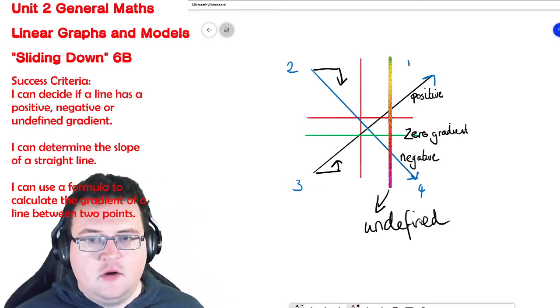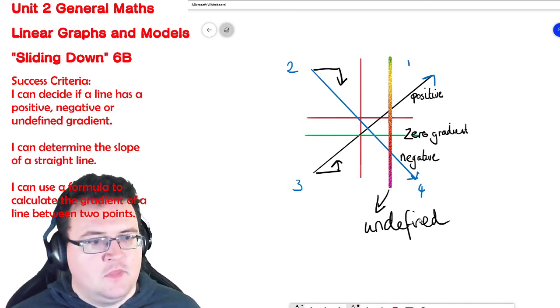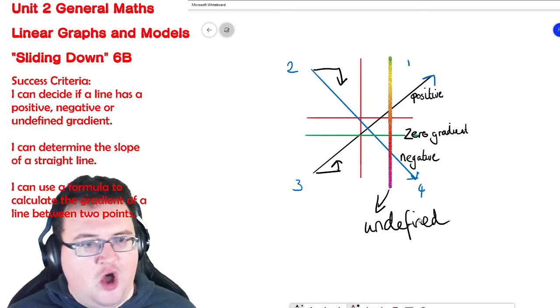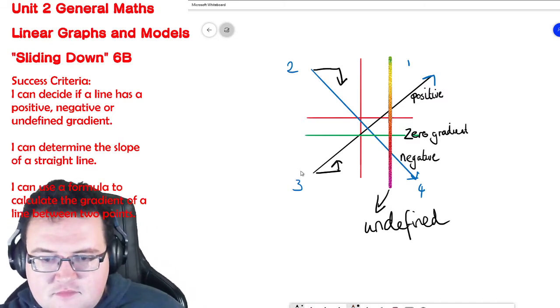So: blue line, green line, black line, rainbow line. Remember those and how those are connected to each other, and that will help you remember whether or not something is positive or negative or undefined.